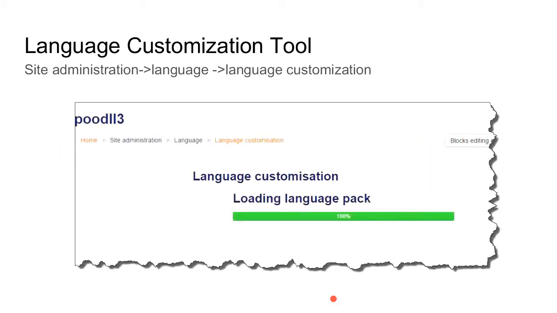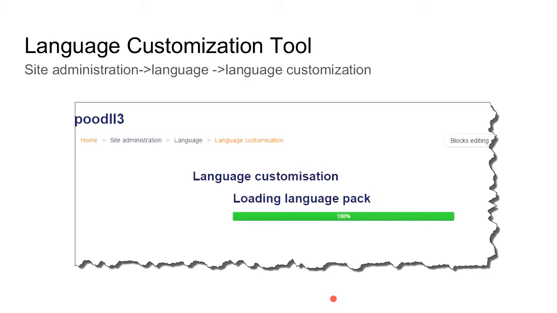Now, I talked before about the language customization tool. This is available under Site Administration, Language Customization. I'm not sure if it's a Z or an S. You see, I've mixed it up there a little bit. It depends on if you're a US person or a UK kind of person, really.